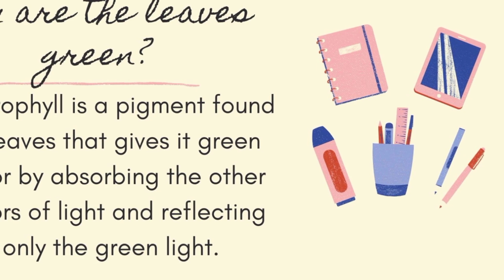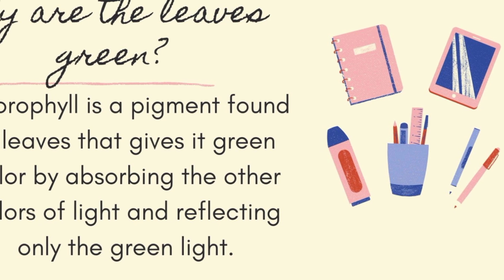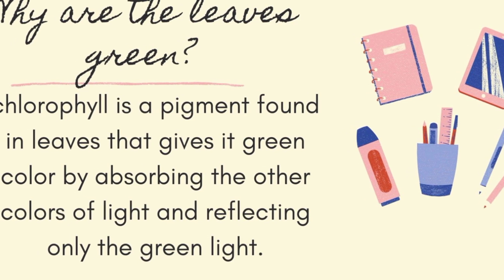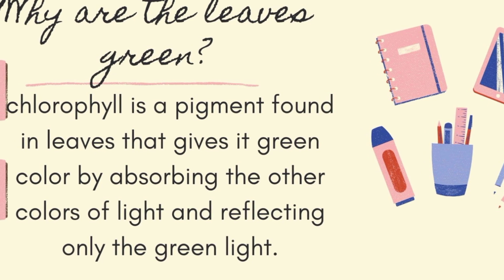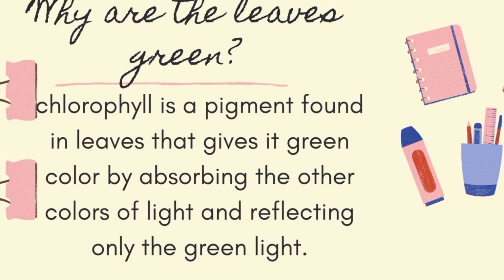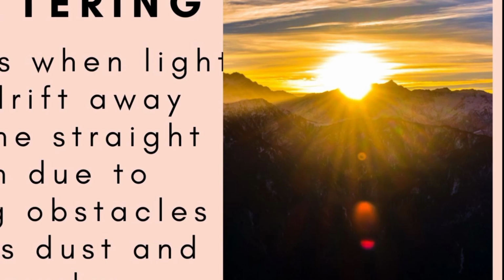Let us now proceed to the question, why are the leaves green? Chlorophyll is a pigment found in leaves that gives the green color by absorbing the other colors of light and reflecting only the green light.